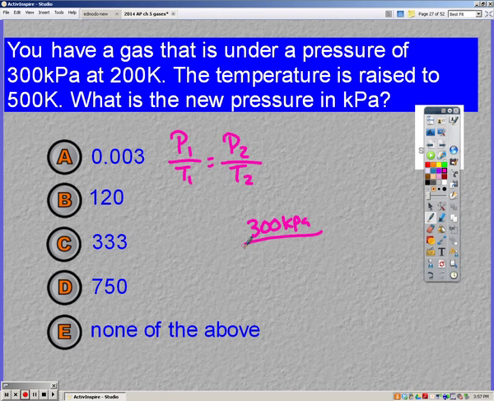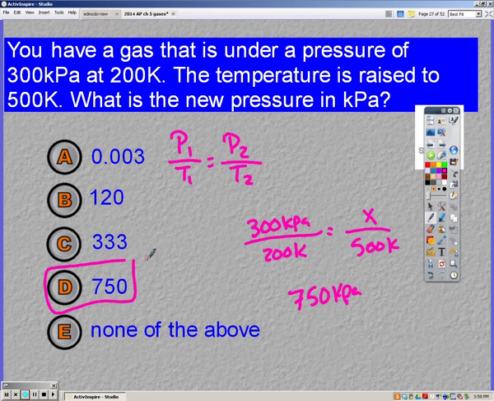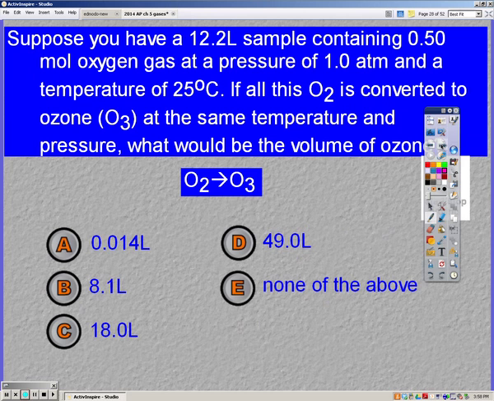Make sure you read carefully because sometimes they'll say we raised the temperature 500 Kelvin. We didn't do that in this case, but had we done that, then it would have been 700 Kelvin as the final temperature. I can solve that algebraically or cross multiply, and notice that my pressure went up.